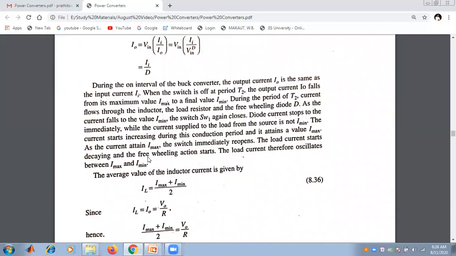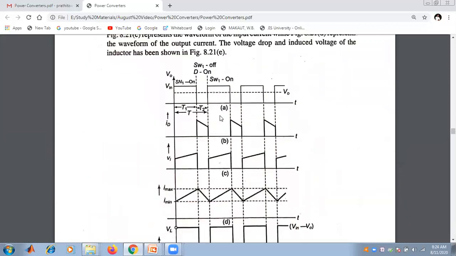So, from the graph we have obtained that during the on time, during the on interval, the buck converter output current I0 is the same as the input current Ii. It is clear that during the on time the output current is the same as the input current. Both the output current and the input current have the same nature.